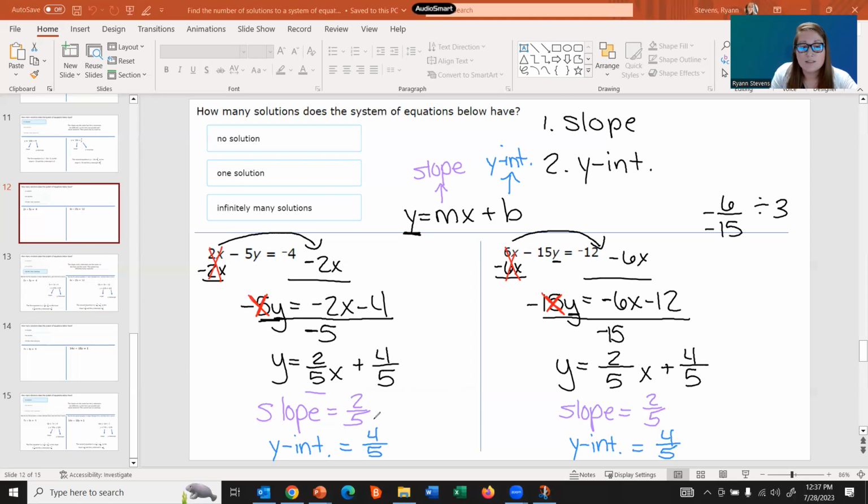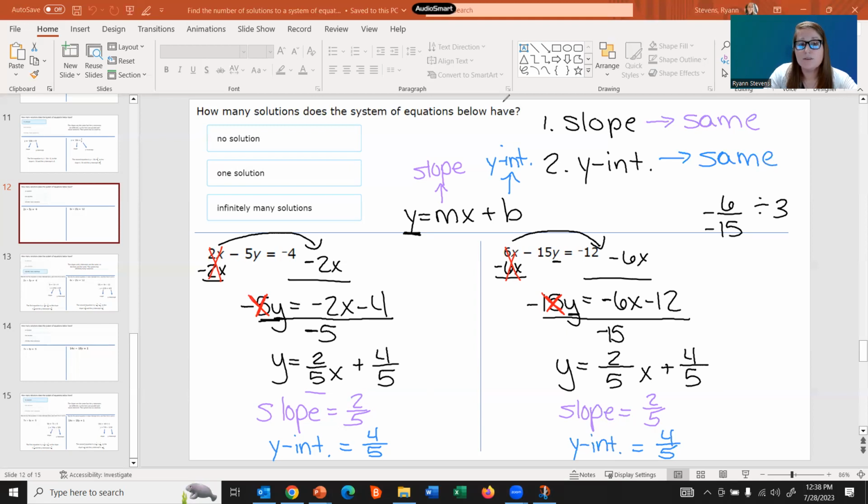So when we look at this, let's first compare the slopes. The slope of the first one is 2/5 and the slope of the second one is 2/5. So we could say our slopes are the same. They are the same number. And then we want to compare the y-intercepts. We've got y-intercept is equal to 4/5. And then for the second equation, we have a y-intercept equal to 4/5. So we can say these are also the same.